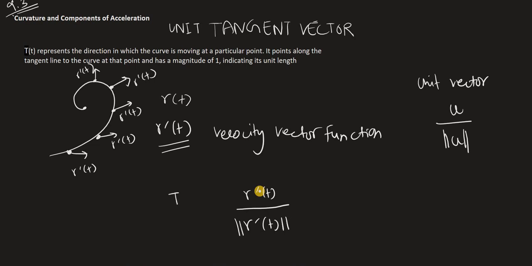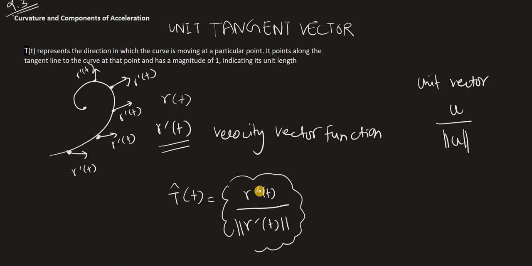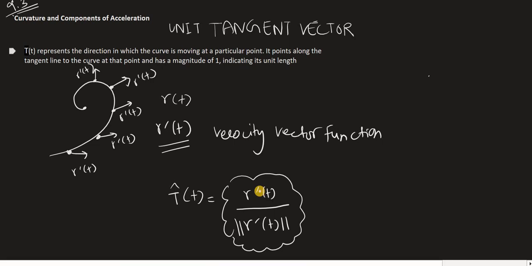So this gives us the unit tangent vector, T of t. This is the formula to calculate the unit tangent vector. You take the derivative of the vector function and then take the magnitude of it. So the tangent vector over the norm of the tangent vector gives the unit tangent vector. And as written here, the unit tangent vector represents the direction in which the curve is moving at a particular point. It is just like the tangent vector, however, the norm of it is 1, which indicates its length.